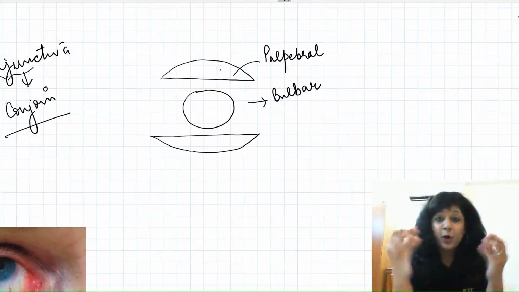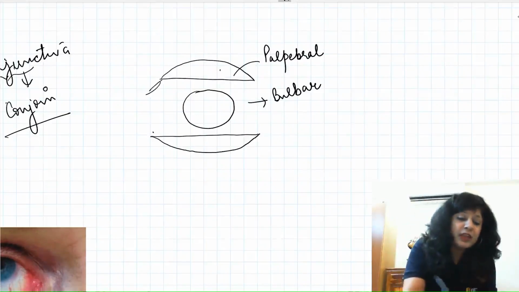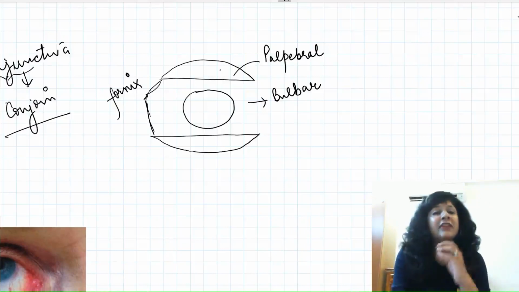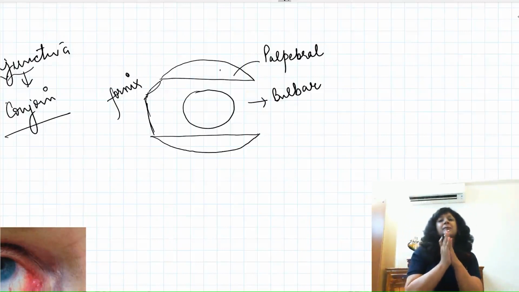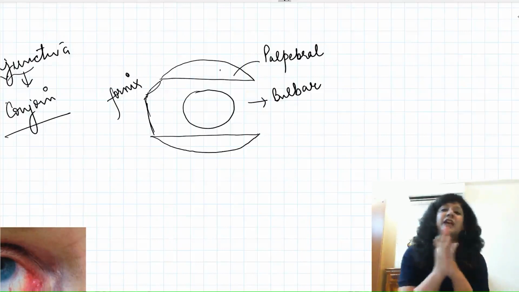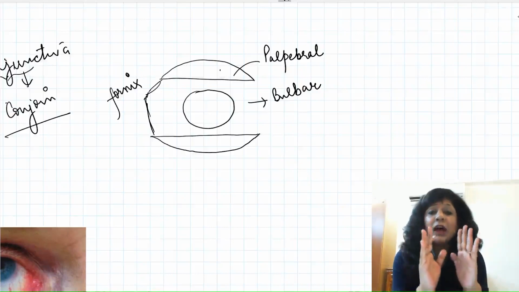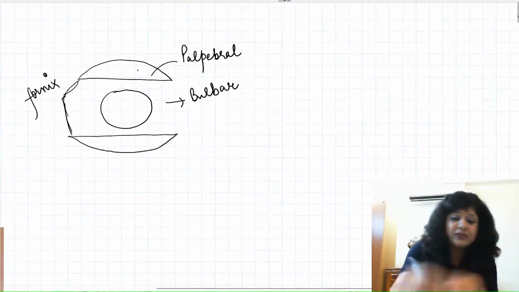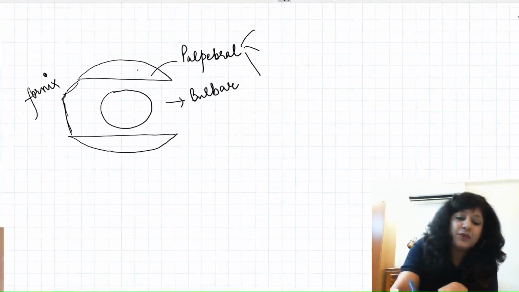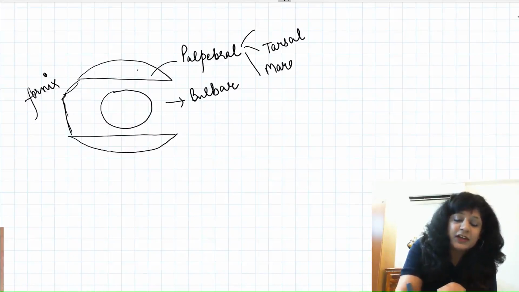And at the pockets, where both the conjunctivas are joining each other, these are called the conjunctival fornix. So first of all, be very clear about the parts of the conjunctiva. We have the palpebral conjunctiva, the bulbar conjunctiva, and then we have the conjunctival fornix. Okay. Now, the palpebral conjunctiva can further be divided into three parts: 1, 2 and 3.